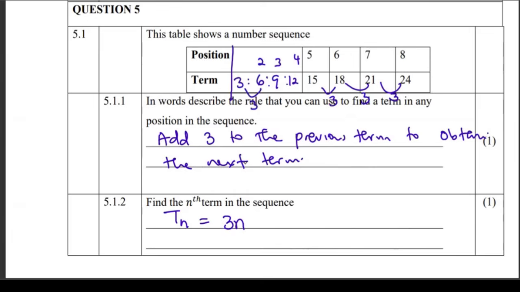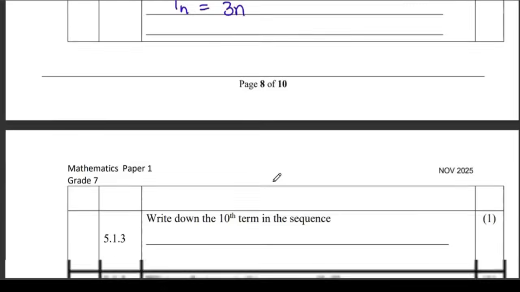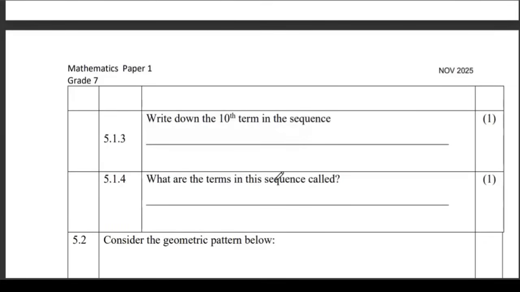So what's happening? It's basically 3n. Because I know that 3 times 5 is 15, 3 times 6 is 18, 3 times 7 is 21, 3 times 8 is 24. 3 minus 3, there is nothing to add there. Then write down the 10th term. So T10 is going to be 3 times 10 because 3n means a multiplication, 3 times n. So that becomes a 30.